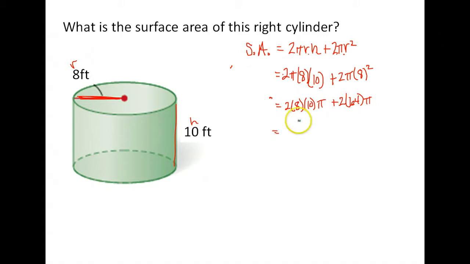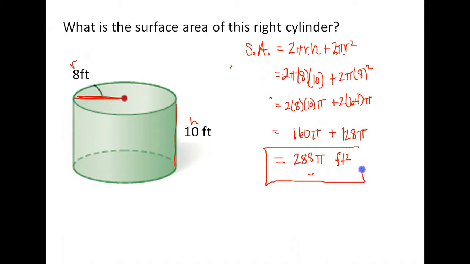Now we calculate 2 times 8 times 10 is 160 pi. 2 times 64 is 128 pi. And they're both pi's, so we can add them together. 128 plus 160 is 288 pi. So this would be our answer in feet squared. That would be our answer in terms of pi.